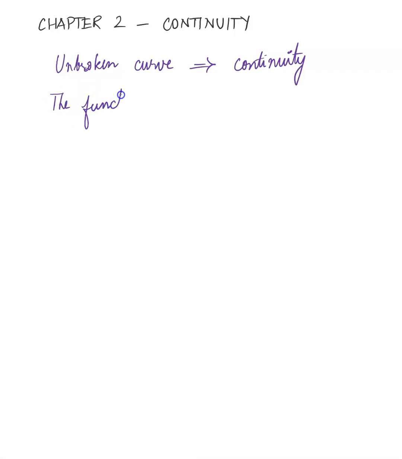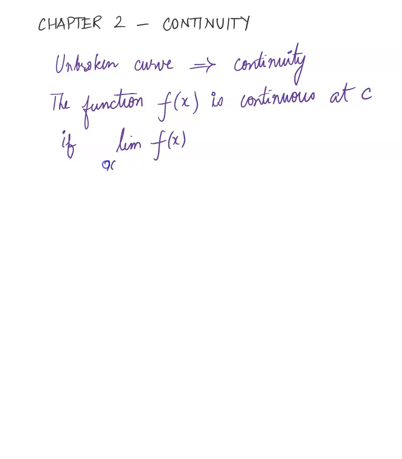So let me write that here. The function f of x is continuous at c, some point, if the limit of f of x as x approaches c, you know how that's usually equal to L, capital L. We're saying that should be equal to the function value, f of c. So at c, the function must be defined.